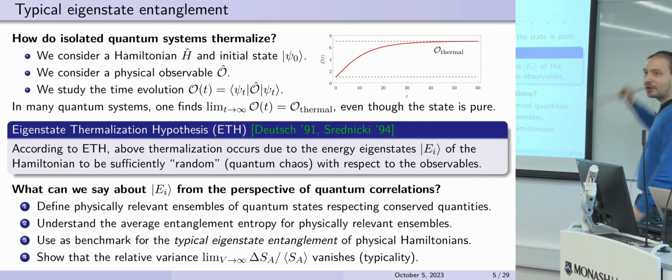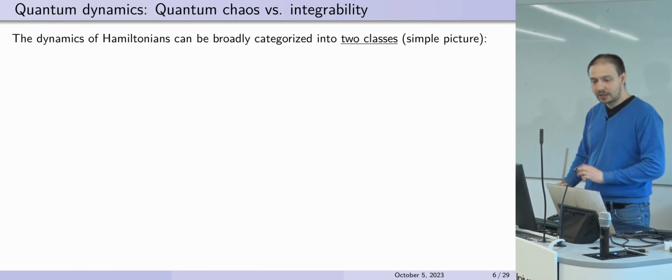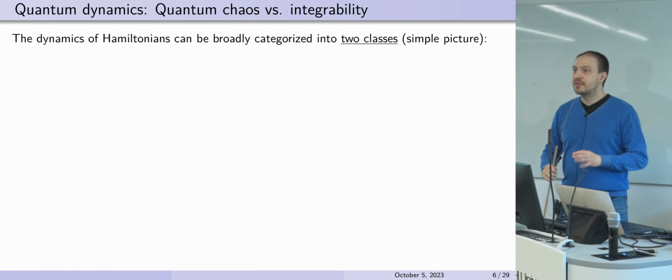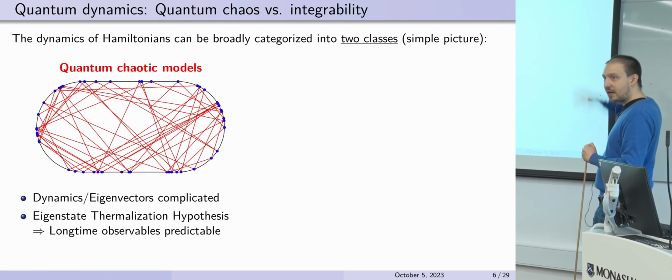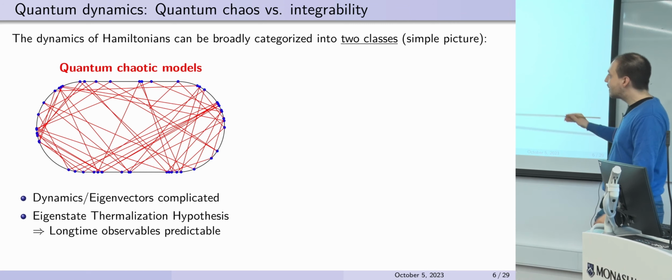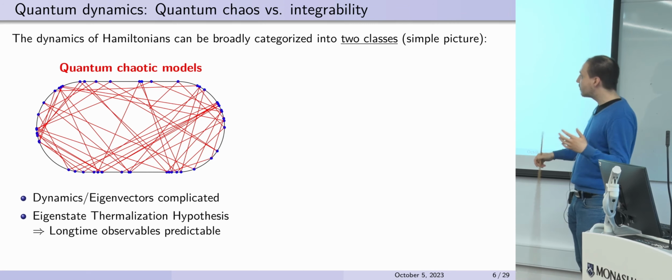Yeah. Okay, then let's continue. Very broadly, dynamics of Hamiltonians can be put into quantum chaotic models. Here, as a cartoon picture, is the corresponding classical version of a billiard, which generally satisfies ETH. So the phenomenon just described occurs. And that means the exact dynamics and computing eigenvectors is quite complicated. But because of ETH, the eigenstate thermalization hypothesis criterion being satisfied, long-time observables are generally easy to compute because you can use this trick to just do the thermal prediction. And then there are integrable models.